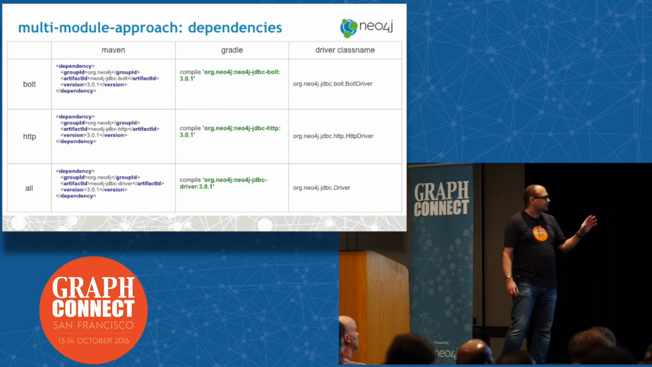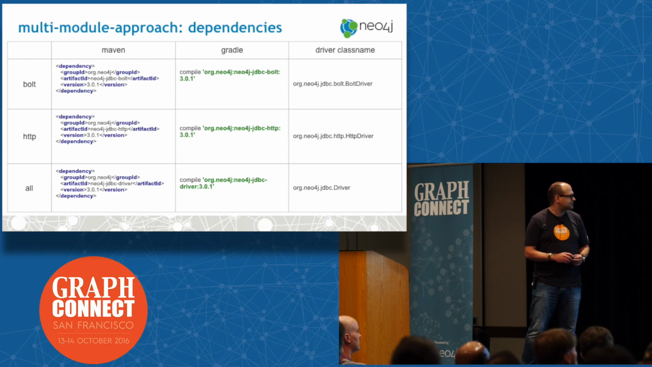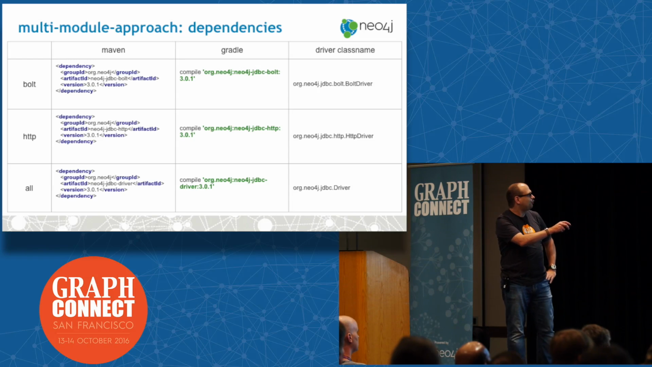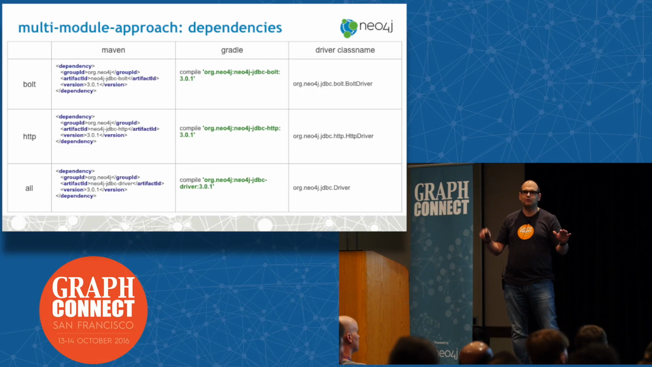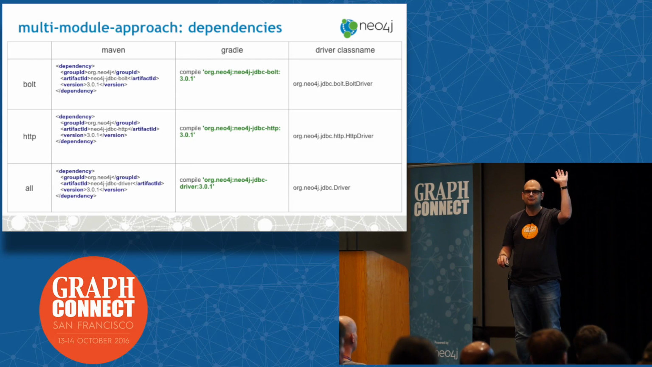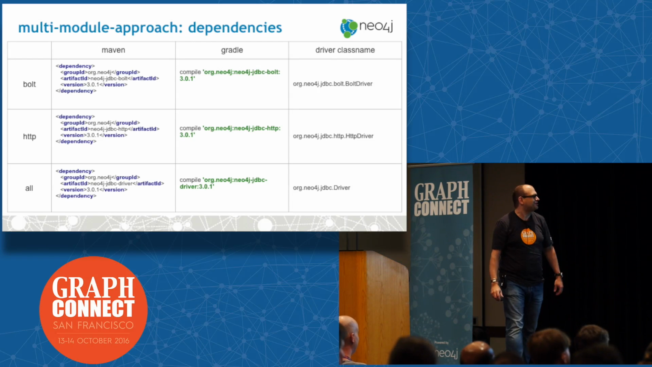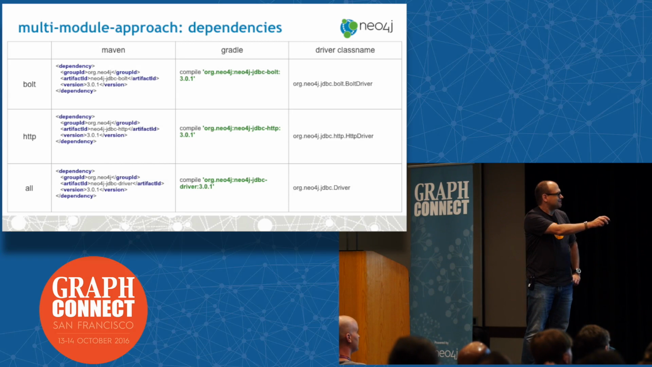Okay, so a quick overview of the artifacts on Maven and the drivers. If you want to use the Bolt version, the artifact is Neo4j JDBC Bolt for Maven, or if you use Gradle. By the way, who prefers Gradle? Who prefers Maven? Okay, Gradle? Okay, I'm on the Gradle side, sorry. Minority. Yeah, that's the same information here.